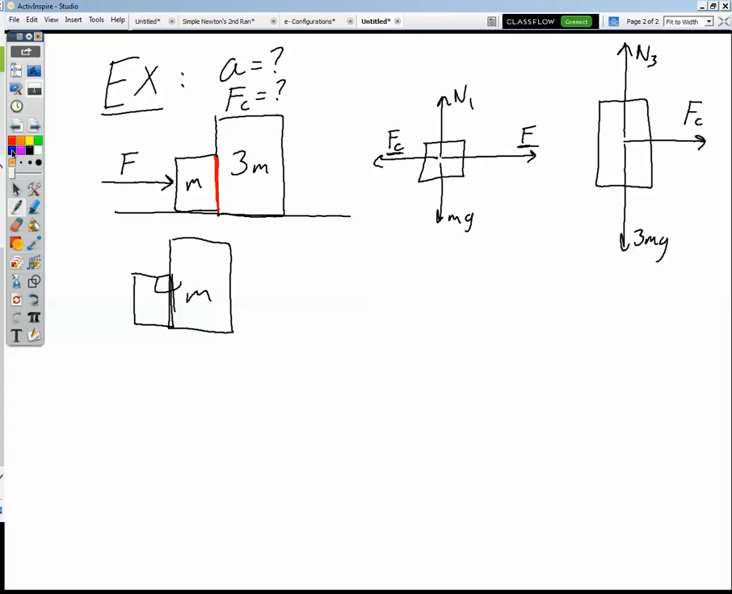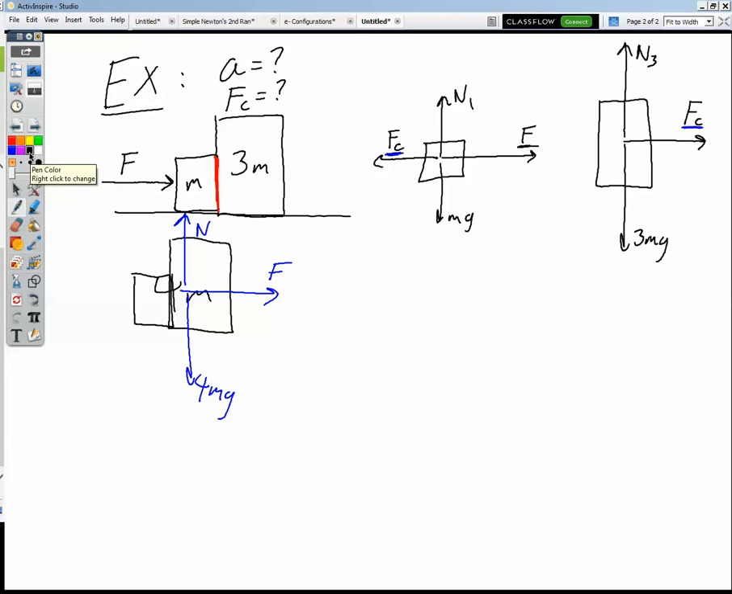What forces are acting on the system as a whole? We've got 4m times g going down. We have the normal force going up, and we have that force F pushing both blocks, the system of blocks, to the right. When we consider the system as a whole, because this contact force to the left and this contact force to the right are equal and opposite, they cancel out. They're considered internal forces in the system.